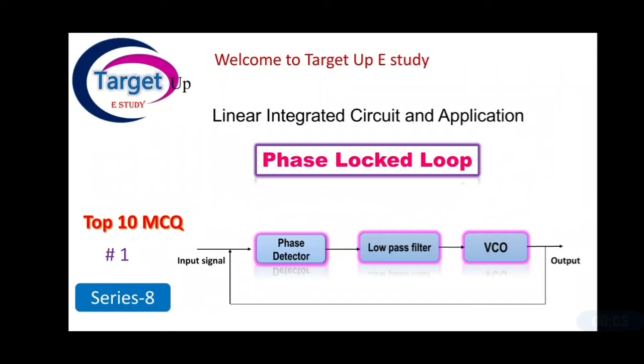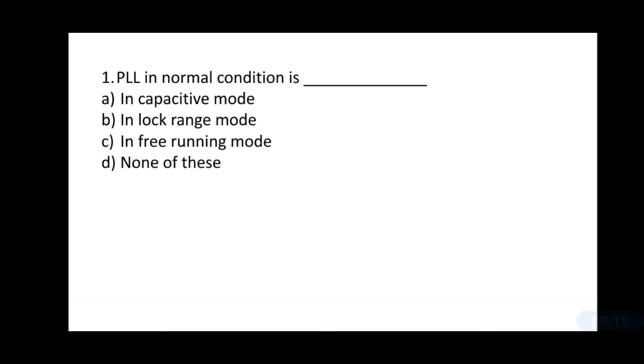In this video we will cover the top 10 MCQs related to PLL, phase locked loop. First question: PLL in normal condition is? Option A, in capacitive mode. Option B, in lock range mode. Option C, in free-running mode. Option D, none of these.